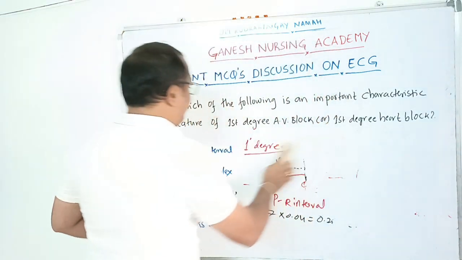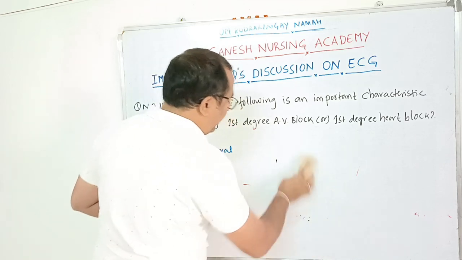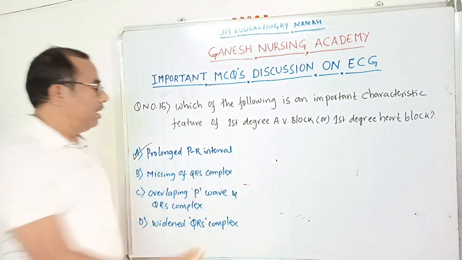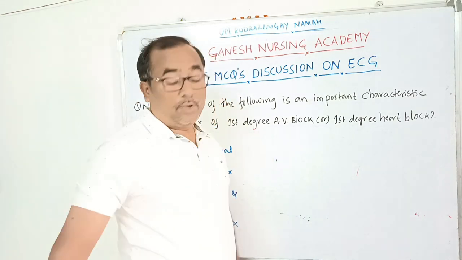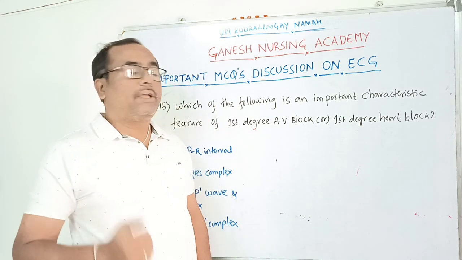So what is the important characteristic feature of a first degree AV block? It is a prolonged PR interval. Why is there a prolonged PR interval? It is because there is a delay in transmission of electrical impulses from the SA node to the AV node.